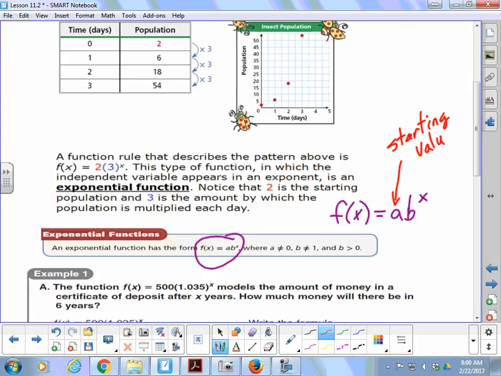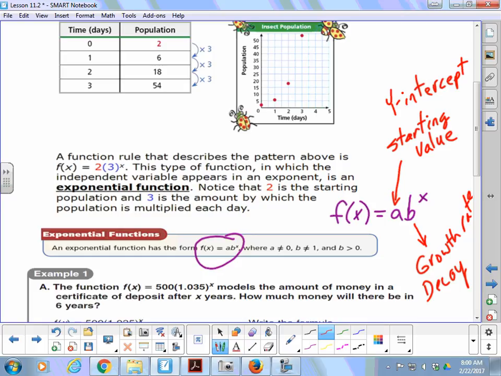If we're talking about a word problem, then that value is always going to be the initial population or the initial amount that we start with. So it's the starting value, and when we graph it, that's also going to be the y-intercept. And b, we call it either our growth rate or decay rate. It tells us if it's increasing, then it's going to be growing, and if it's getting smaller, then it's going to be decaying.